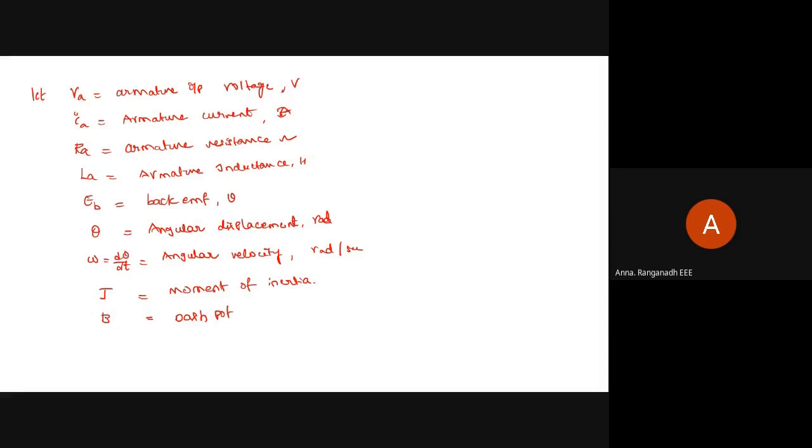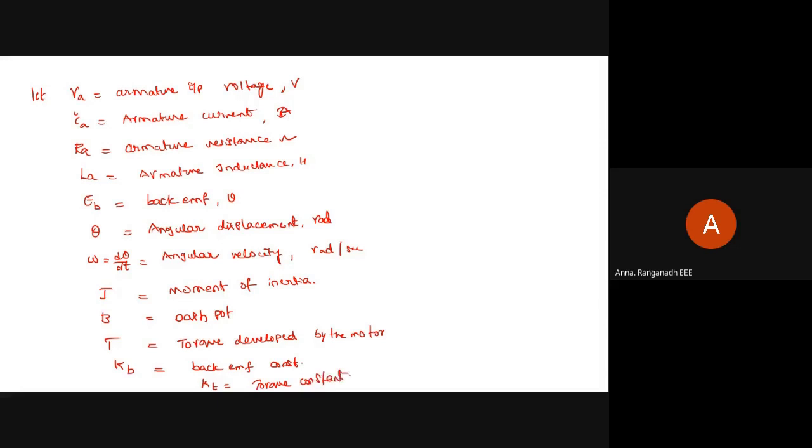Now, capital T is nothing but the torque developed by the motor. And some more parameters. KB is nothing but the back EMF constant. And the last parameter, KT, is nothing but the torque constant.